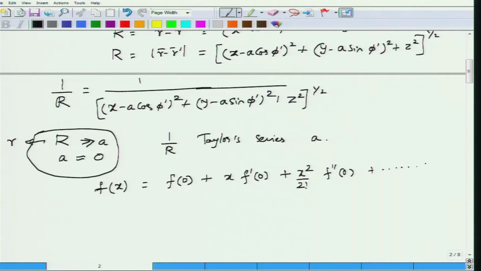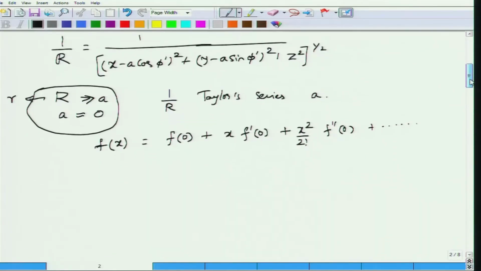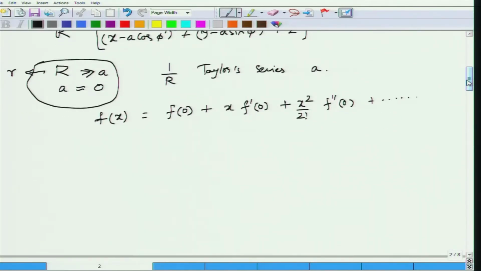It goes all the way up to infinity. Okay. So applying this here and recognizing that instead of f of x we are dealing with f of a, which is equal to 1 by r, I need to evaluate what is f of 0 and I need to evaluate what is f prime of 0.